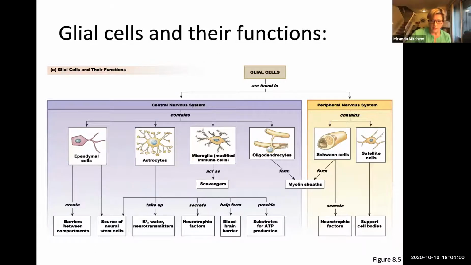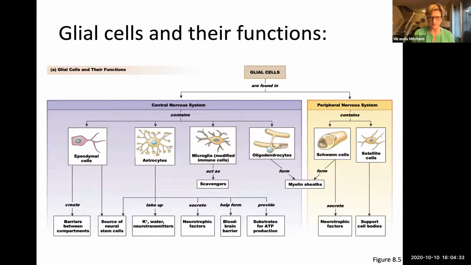And that leads us to the oligodendrocytes, which are comparable to the Schwann cells. They produce myelin, although the oligos are located in the central nervous system and the Schwann cells are located in the peripheral nervous system. So we've got a diversity of structure and function.